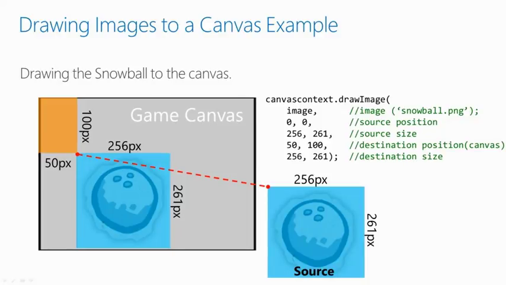With the context element, we can draw an image using the drawImage method. The image parameter is an HTML image element, which is our snowball.png. The source is the location and the size of the image to draw, and the destination is the location and size to draw on the canvas. So you can see from this diagram that we're drawing at 100 pixels down and 50 pixels to the left, and the source image is 250 pixels wide and 261 pixels tall.